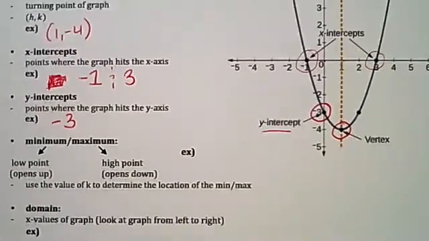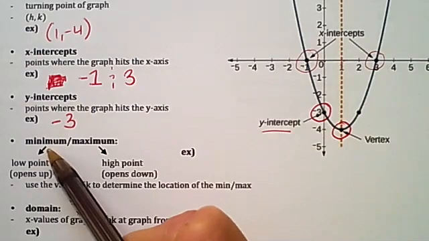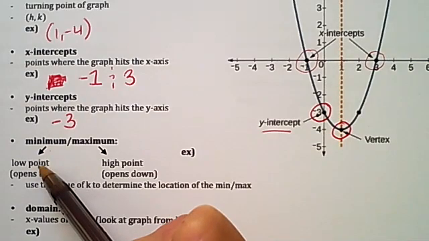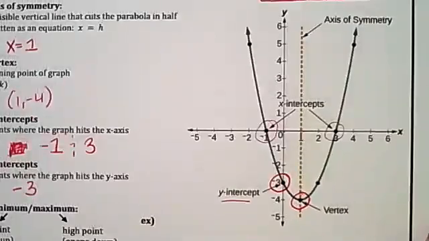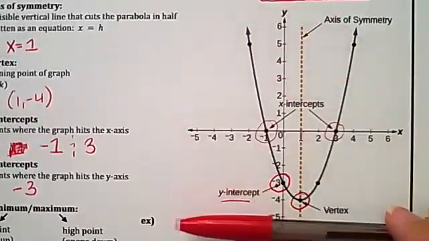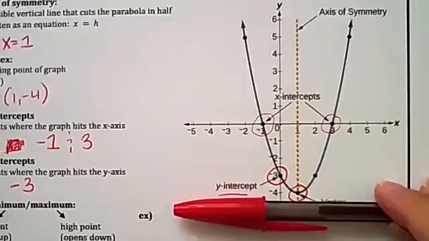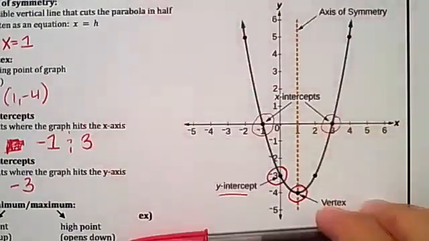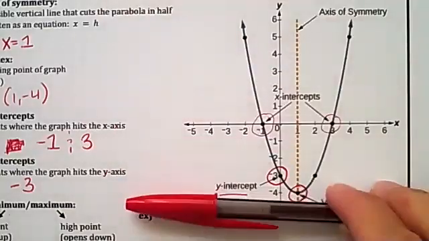Okay, the next thing we're going to talk about is whether the graph has a minimum or a maximum. Usually what I ask here is, does it have a minimum or a maximum, and where is the minimum or maximum? Basically, it always has a minimum if the graph opens up. So it's considered a low point. This would be an example where there's a minimum because this is the lowest part of the graph, and then it keeps going on forever up. So anytime it opens up, it has a minimum.